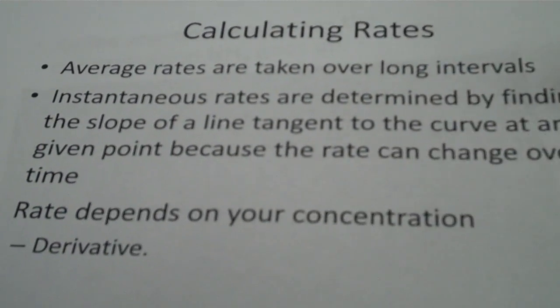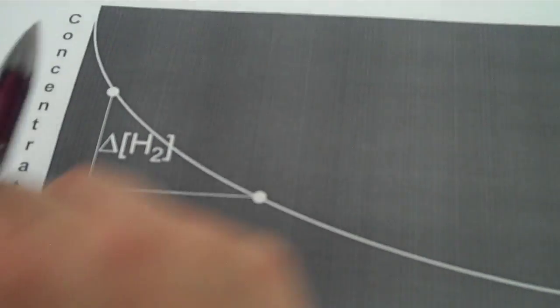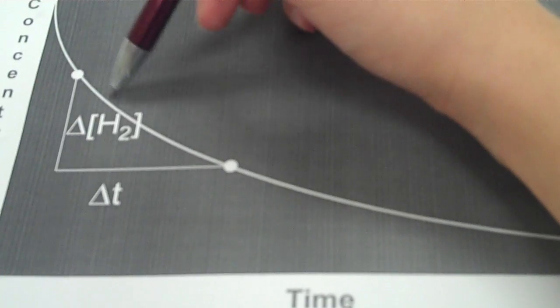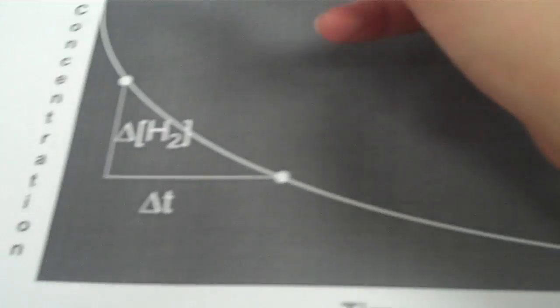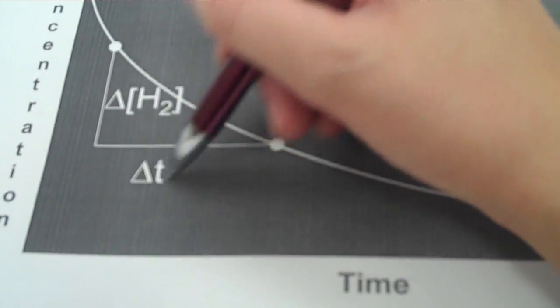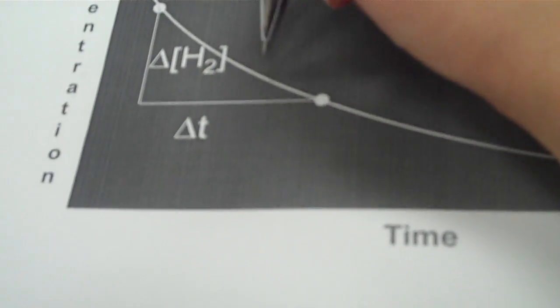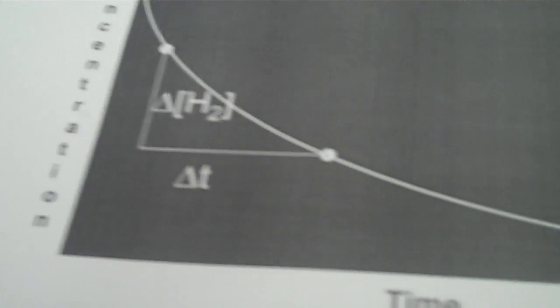So rate depends completely on the concentration. If we go back to look at our concentration of hydrogen, you'll see that it's a very sloped line here at the beginning, and it gets still pretty steep, and then it slowly starts to get more flat. So we usually take just the change in the concentration all over the change in time. We pick 2 points, and we take the difference of them, and that's how we find our slope, rise over run. That's all we're doing here.